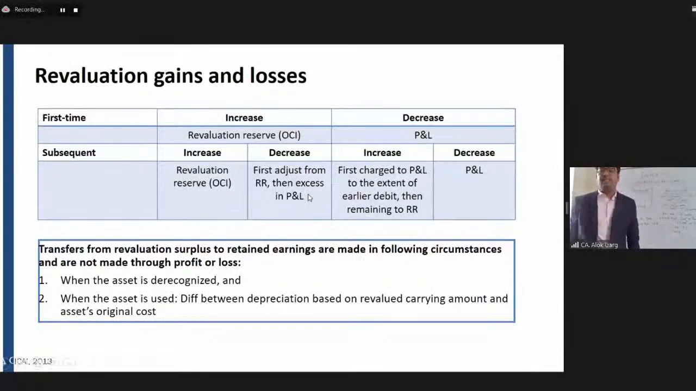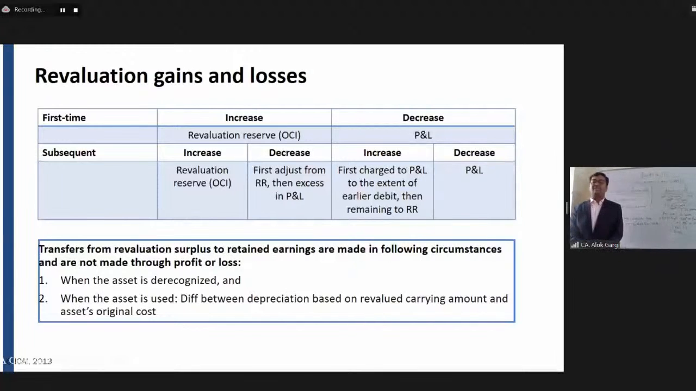In the PPT, you can see that if there is a first-time increase, it will go to revaluation reserve OCI. If there is a first-time decrease, it will go to P&L. If there is a first-time increase and it has gone to revaluation reserve OCI, and there is a subsequent increase, again it will go to OCI. But if it is a subsequent decrease, it has to be first adjusted from revaluation reserve OCI, then the excess has to go to P&L. So over and above that, the decrease will go to P&L.